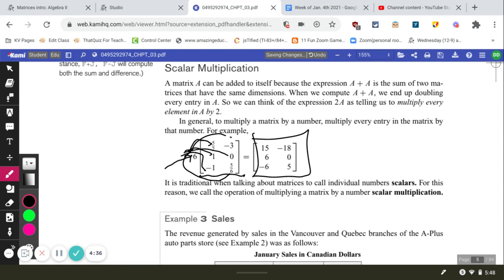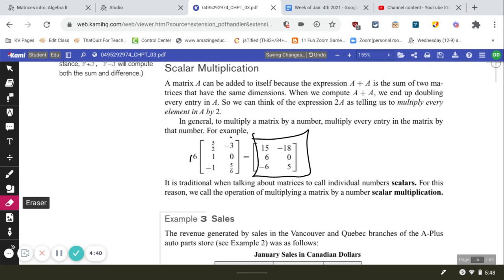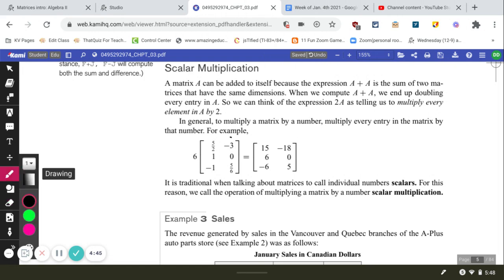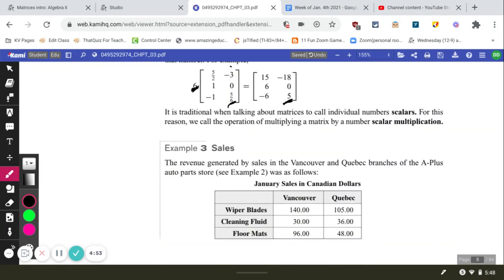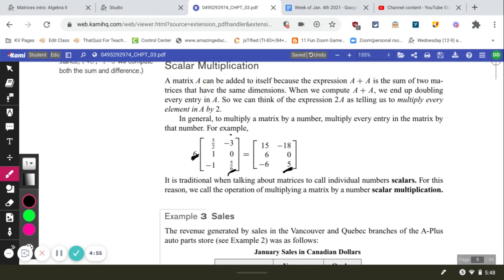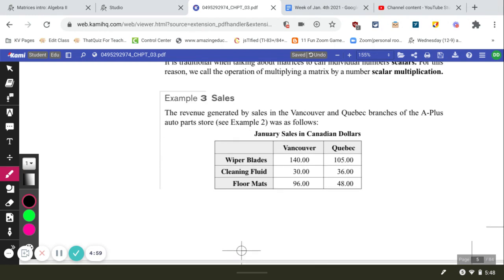So if you did 6 times -3, that's going to give you -18. If you do 6 times 5/6, that's going to give you 5. That's all scalar multiplication is. You're just taking a number on the outside and distributing it inside.